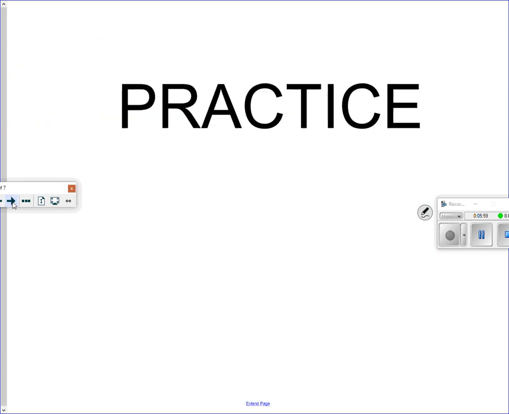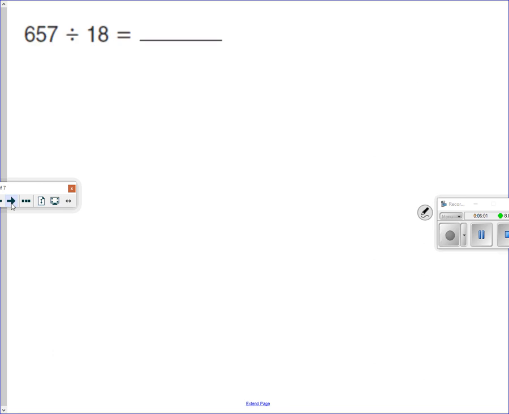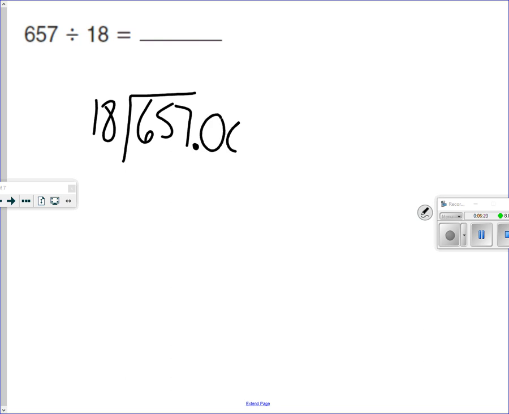Okay. Last one, we have some practice here. We're dealing with some division. I'm just going to write this stuff out just so you kind of make sense of it. 657 divided by 18. And here's the big thing I want you guys to keep working on, okay? I don't want a remainder on this. I want a decimal. So I'm going to put a little decimal here. I want 2 spots after the decimal. And you can work it out.